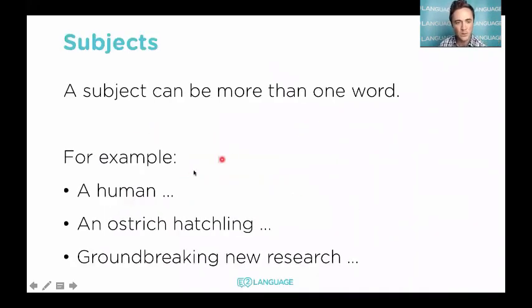Subject can be more than one word. For example, a human. That's, there's an article there, but it's really one word. But here, an ostrich hatchling. We've got 2 nouns, but this whole thing is the subject. And here, groundbreaking new research, we've got adjective, adjective, noun. All of that is the subject.